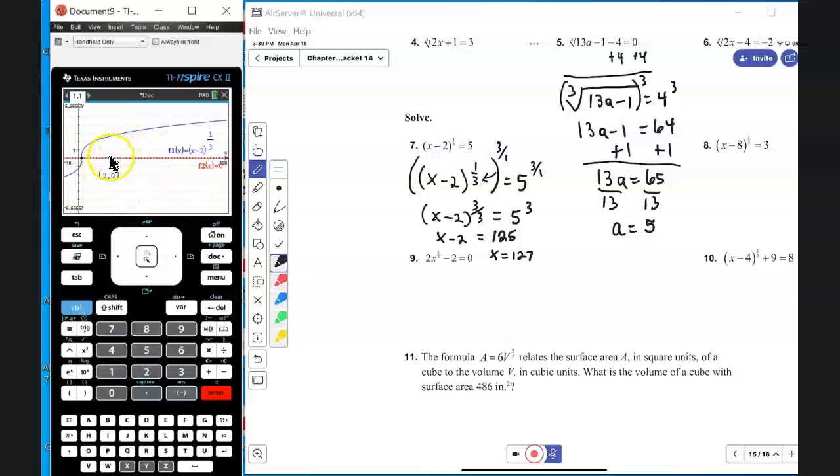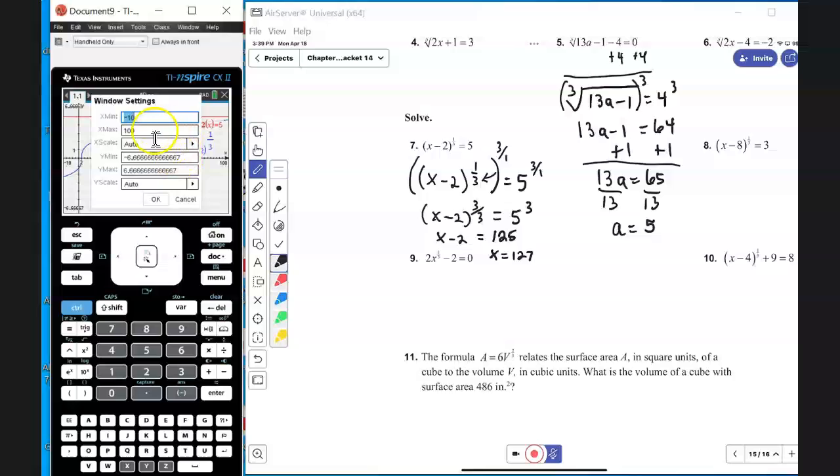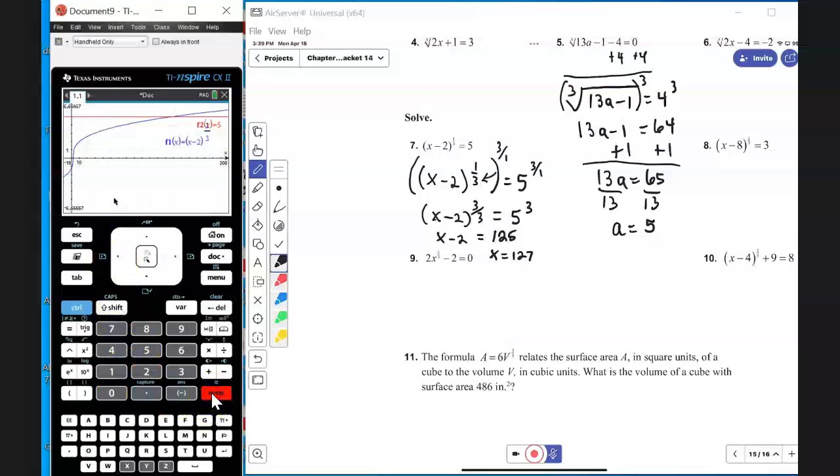But now we want it to equal 5. So I'm going to go to tab. I'm going to go up and I'm going to go ahead and type in 5. And then I'm going to press enter. Now you notice my intersection is somewhere over here and it's 100. So let me go ahead and adjust the window. And the x max, I'm going to say 200. Enter. And there is the intersection.